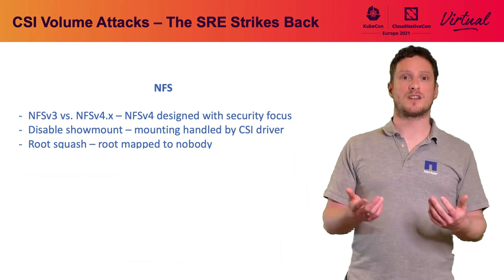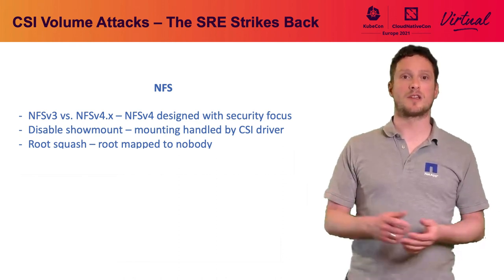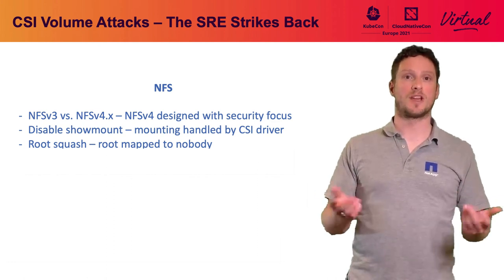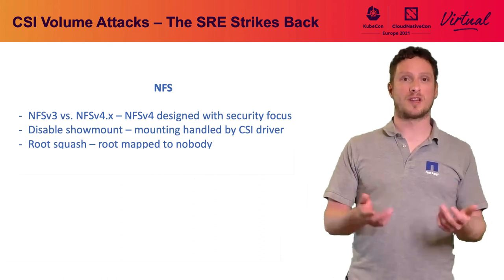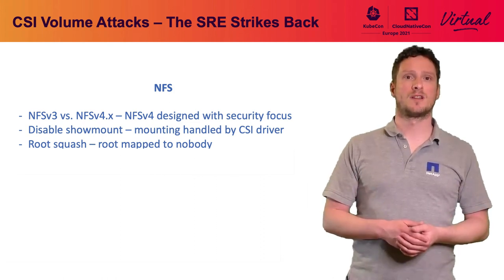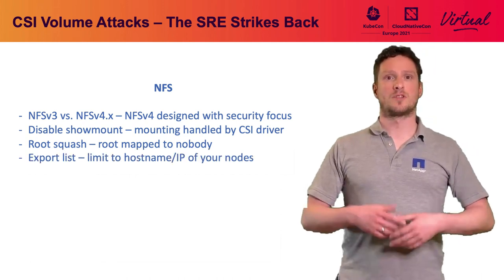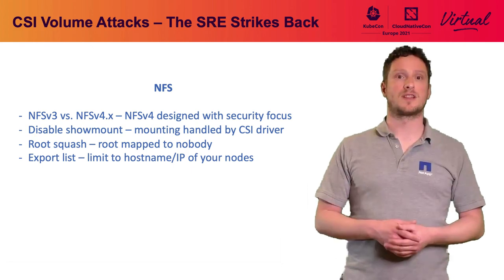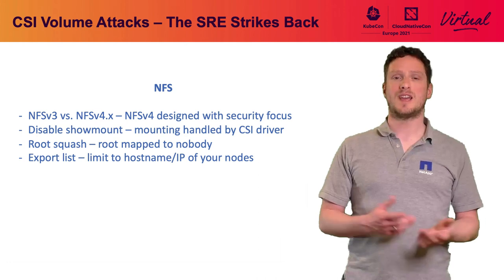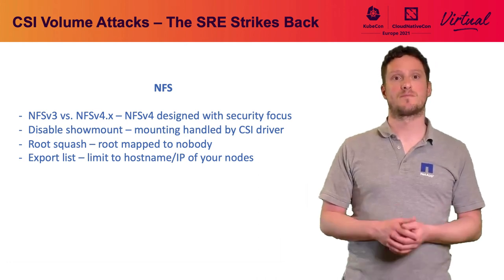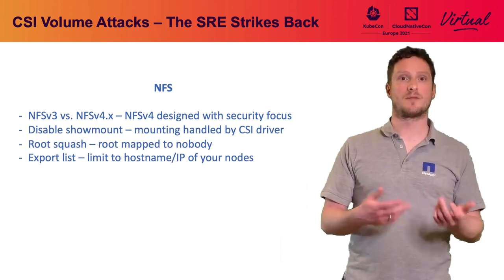Root squash in NFS allows you to map any file activity of the root user to someone else, typically the user nobody. As your containers shouldn't run with root anyway, enabling root squash does not impact your applications, but it makes sure that no one can access files with root permissions. This is already enabled by default on most NFS servers. Most servers also allow you to configure export policies that limit access to an NFS export to specific IP addresses or hostnames. It acts a little bit like a firewall, just for NFS. As the nodes in the Kubernetes cluster might change over time, your CSI driver should have the ability to dynamically update this export list.